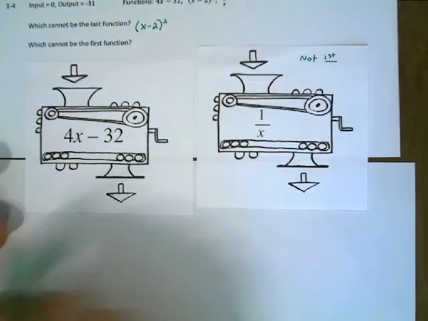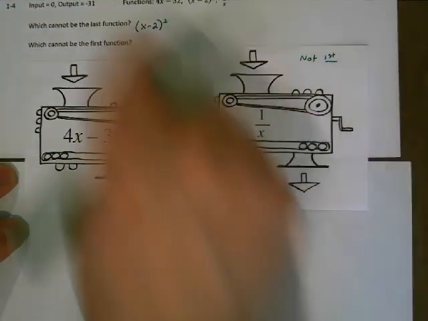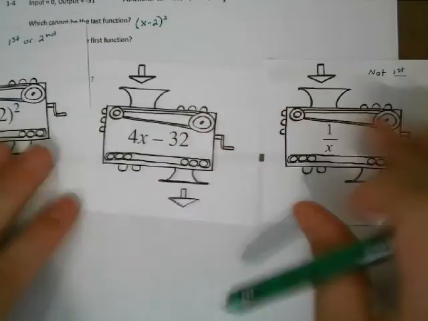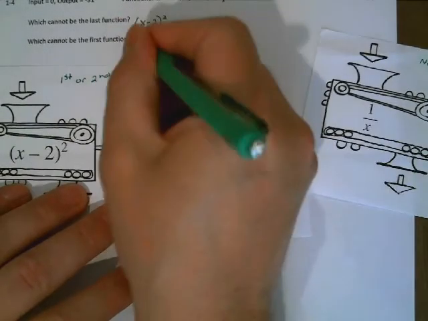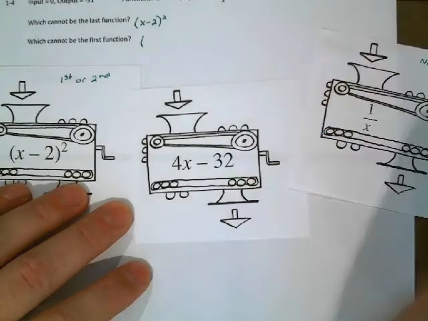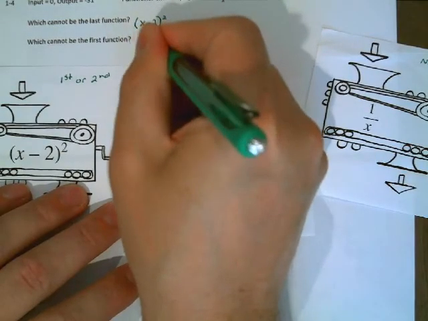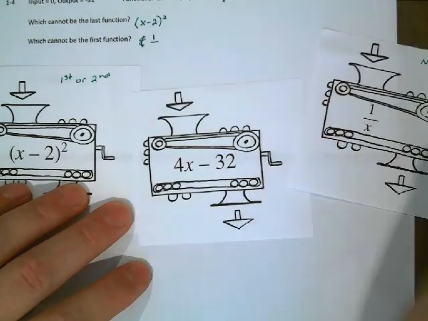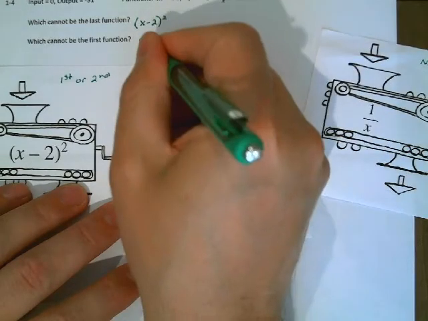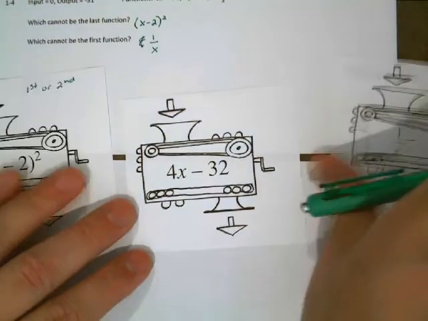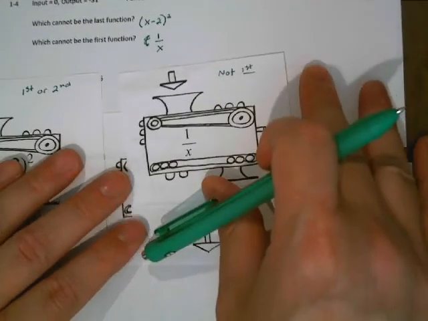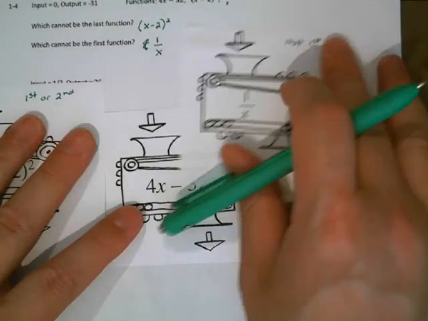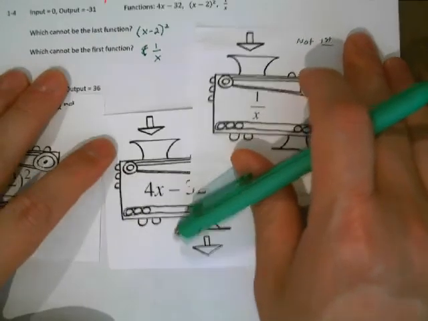So that one's not the first. This one's first or second. So which can't be the first function? So this one. Oops. So 1 over x. Now let's see if we can find anything else out. So this one is not the first. But you know what? Now that I think about it, it can't be the last function either.